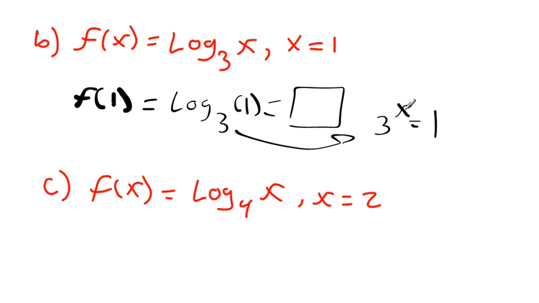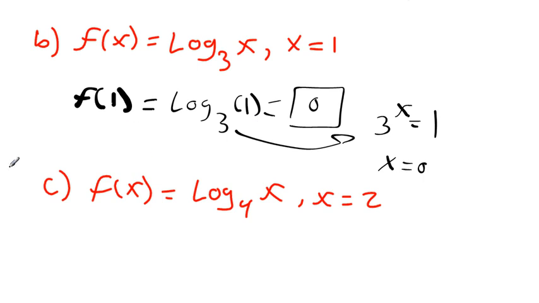Anything to the power of 0 is 1, right? So this is why we can say x equals 0, because 3 to the power of 0 is 1. So our answer then would be 0 for part B. Okay.